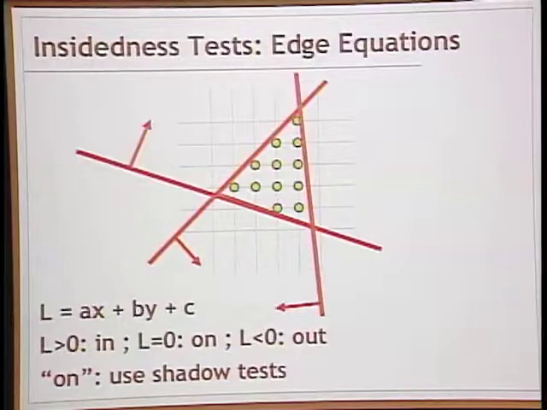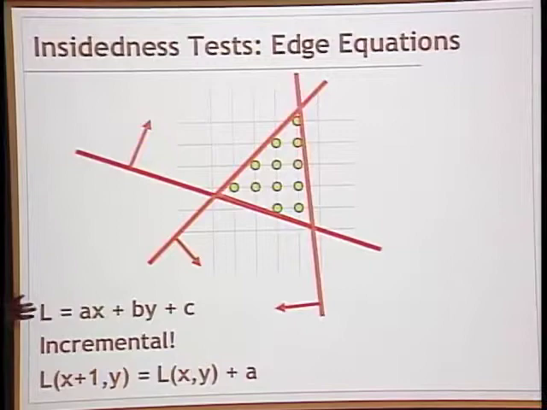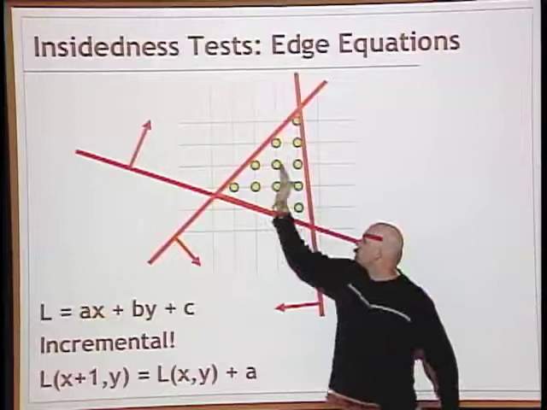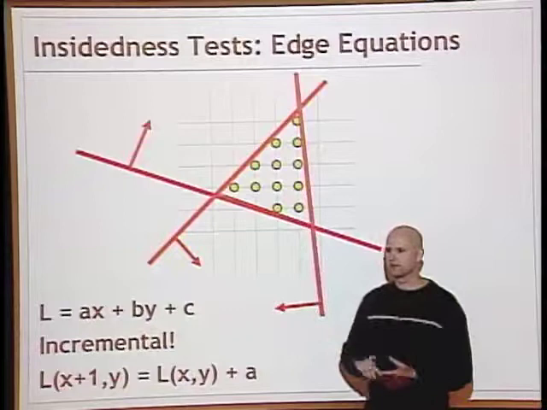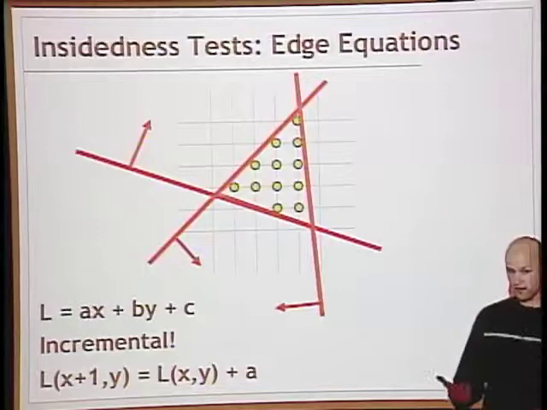One of the nice things here is that when we use these linear equations, you might say, okay, we calculate this guy, we have to evaluate 3 different edge equations. And then we calculate this guy, and we have to do 3 different edge equations again. Well, it turns out we can simplify that process. This is sort of the basis of how rasterizers work.